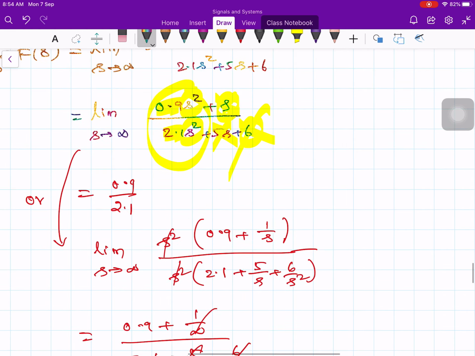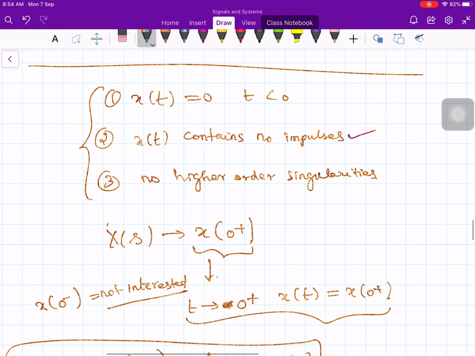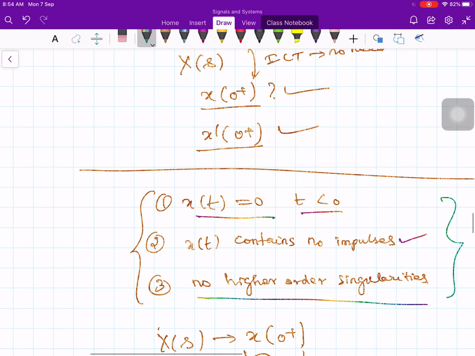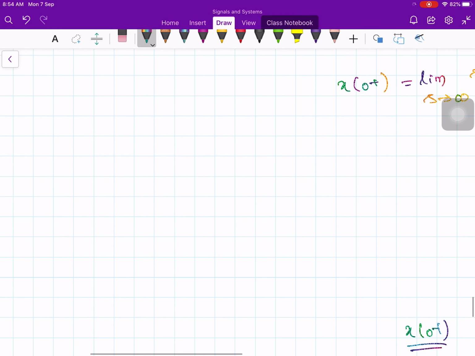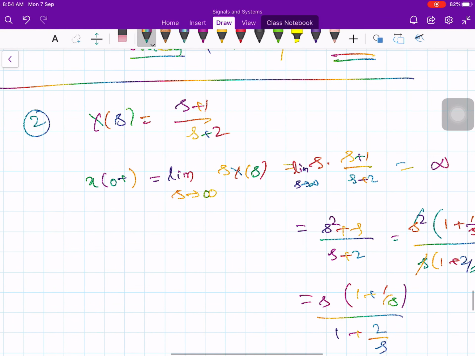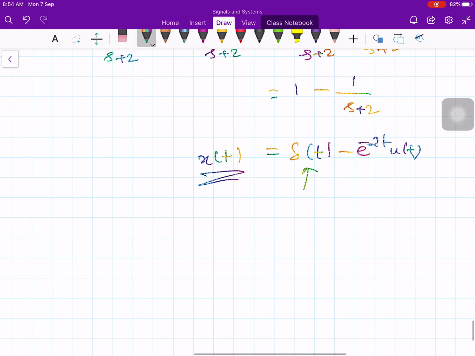X of t contains no impulses, x of t is equal to 0 for t less than 0, and no higher order singularities. These are the three conditions we assumed for the initial value theorem. But unfortunately, in our example it has an impulse. If you work out x of t for this example, it contains del of t. So if it contains del of t, then you cannot apply the initial value theorem, because after all, you want to find out x of 0 plus.